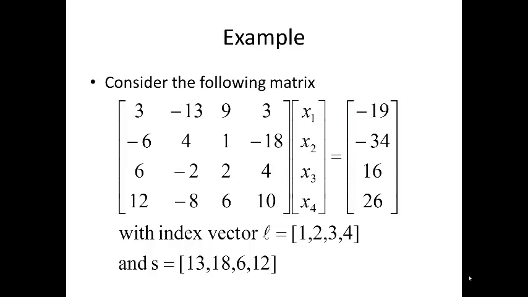So we have the matrix that's given here, a 4x4 matrix, times a solution vector x1 through x4 is equal to the b sub i. And we start with our index vector, L is 1, 2, 3, 4. And then what we do is we pick the absolute value of the highest number in each row. So S is 13, 18, 6, and 12. And that's our scale vector.